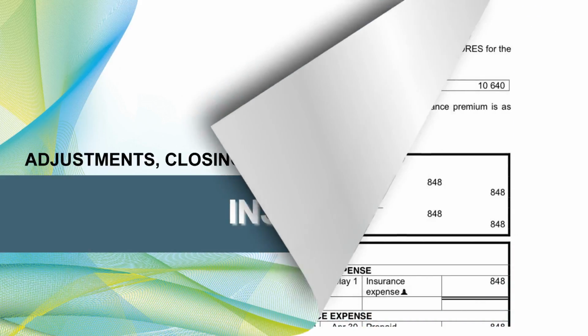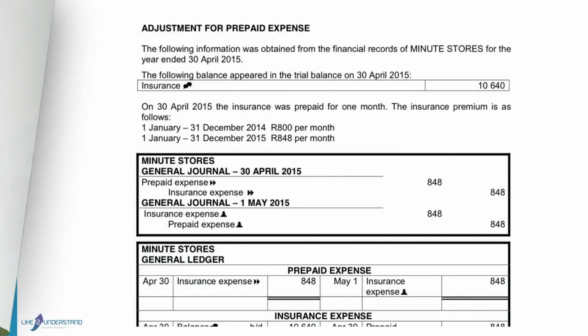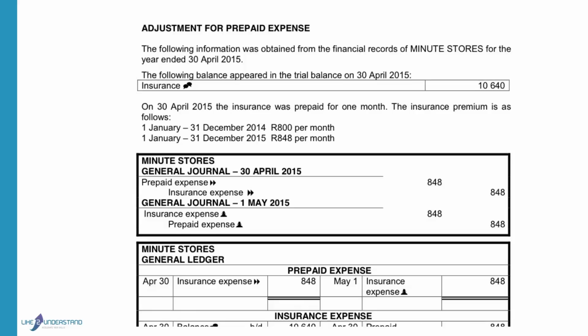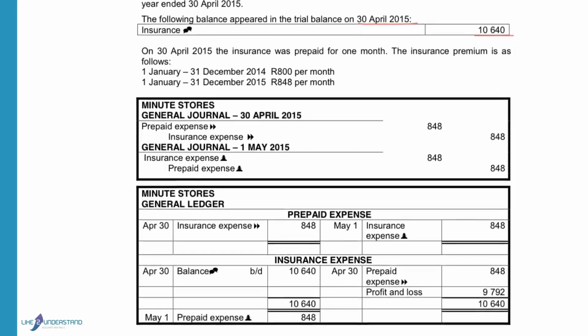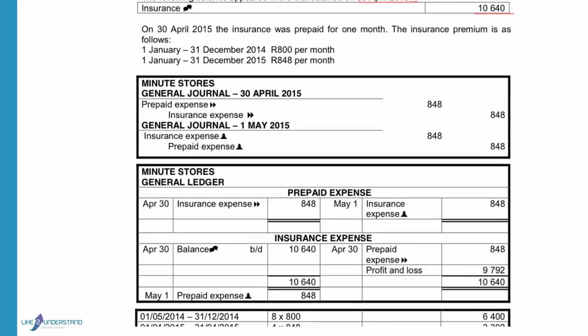Good morning. We will pay attention to prepaid expense today. The following information appeared in the trial balance on the last day of the financial year, 30 April 2015, and the total amount for insurance is 10,640. So it means that in your insurance account you have a balance of 10,640. And this balance is after all the payments that we made during the year.